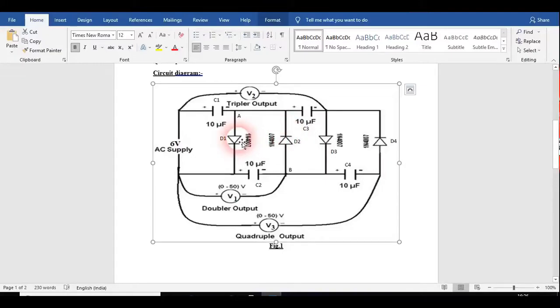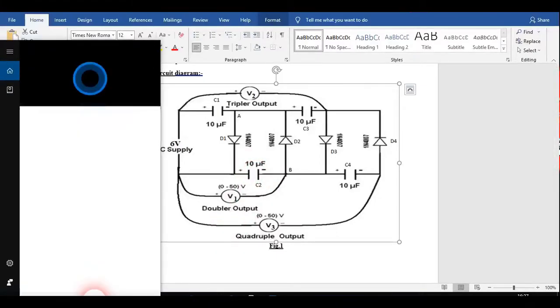Now since D1 is in reverse bias condition, it will not allow C1 to charge. So C1 will discharge. When C1 discharges, the value of voltage which was present there, that is Vm, will pass to C2. Since C2 was already charged to Vm because of this diode being forward biased, it is charged again by plus Vm. Vm plus Vm, that is 2Vm. It is charged to 2Vm.